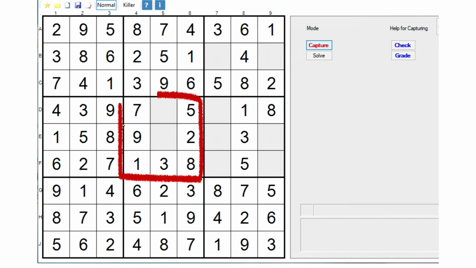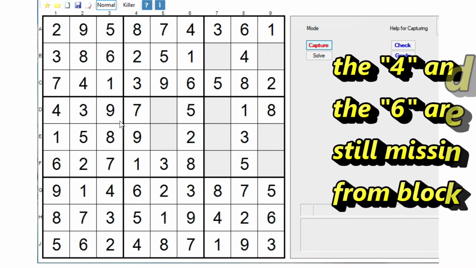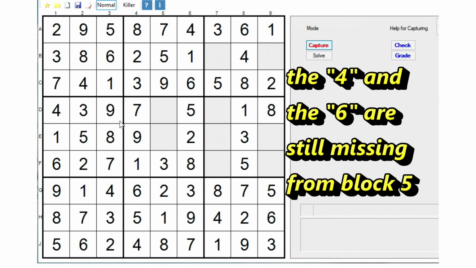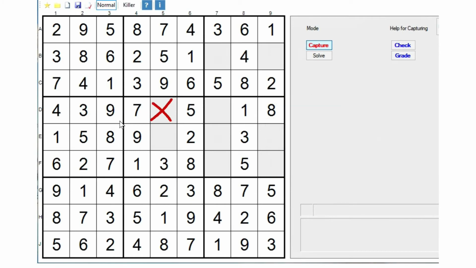Moving on to block 5, there are 2 numbers missing. Those are the 4 and the 6. But now if we look at block 4, we have a 4 here in row D, so there can't be a 4 here, and so this must be the 6, and this the 4, and block 5 is done. There's one cell empty in row D, and it's 1, 2, the number 2, so we can place the 2 here, and now row D is done.